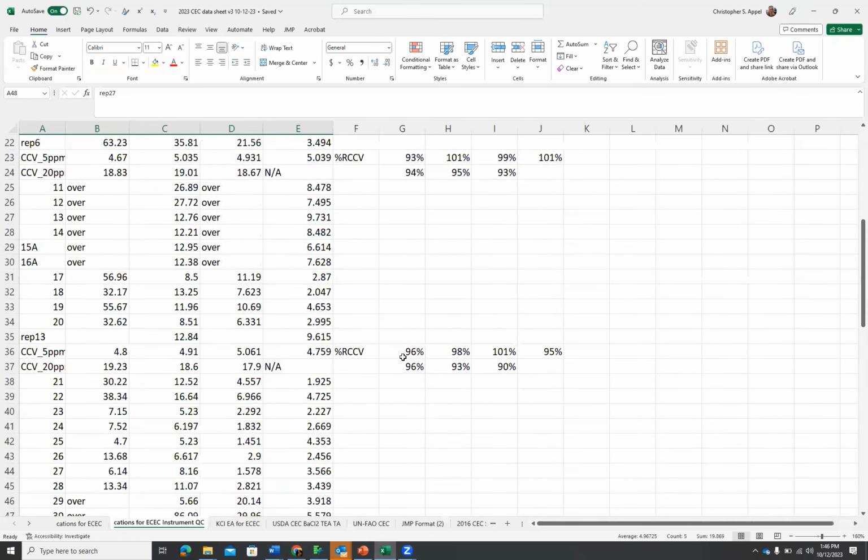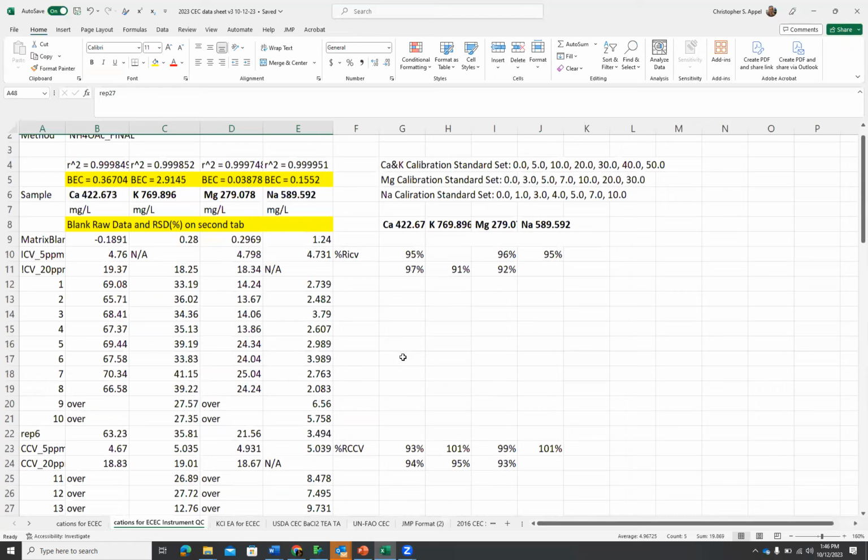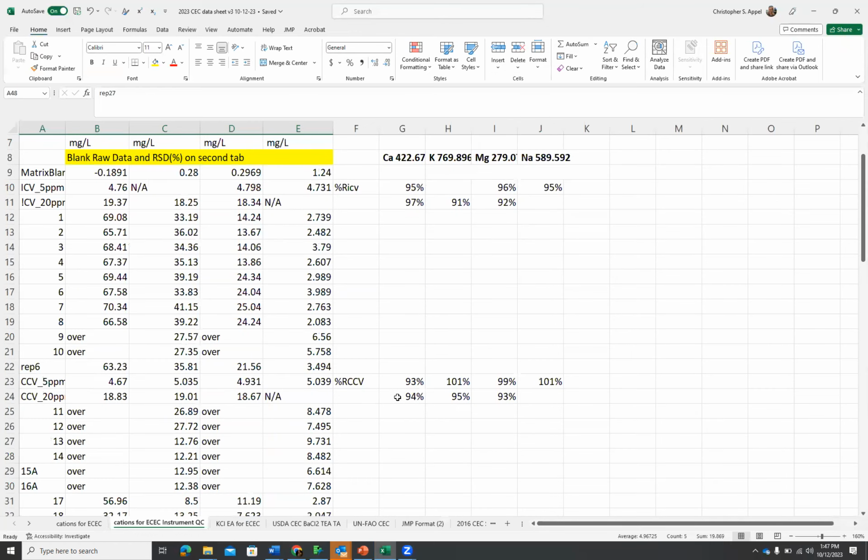When I go back to my spreadsheet here, for calcium, it's 1.6. For potassium, it's 0.71. And for magnesium, it's 0.56. And then sodium is 6.73.